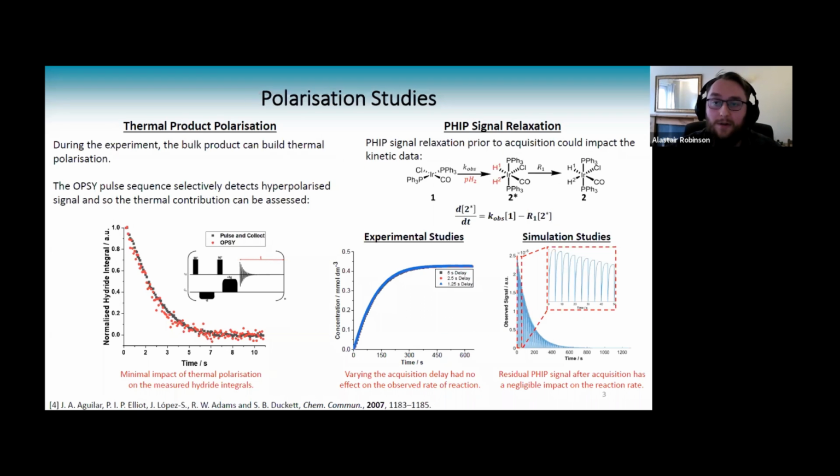The second effect that I looked at was whether some leftover PHIP signal, because the 45-degree pulse isn't entirely efficient in killing all the hyperpolarized signal, could affect the next acquisition window. For this, I used some simulations using the equation shown, and I repeated this with several different amounts of leftover PHIP signal. I found that the kinetics were pretty consistent across all leftover options, and so this had a negligible impact too. Next slide, please.